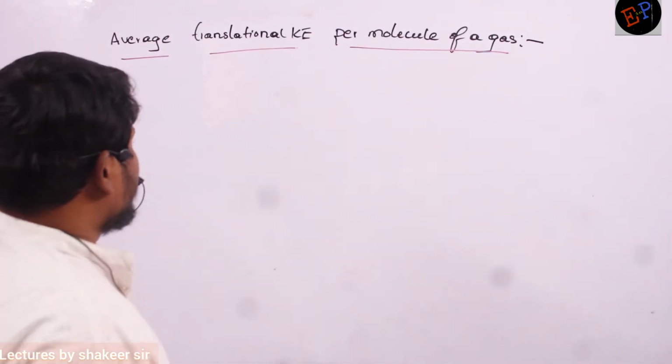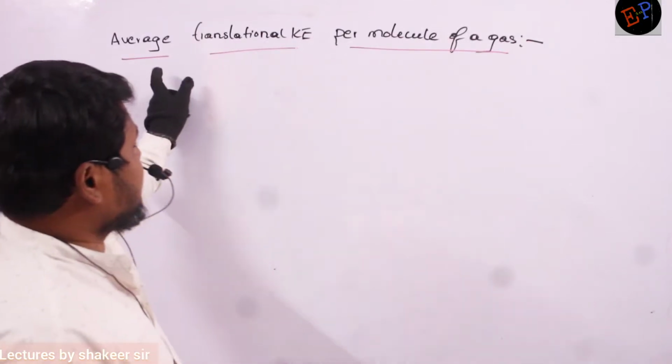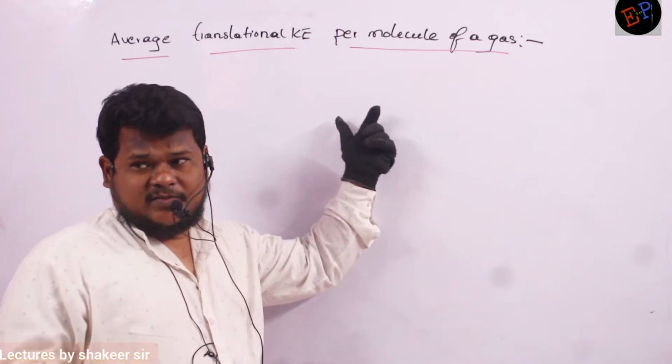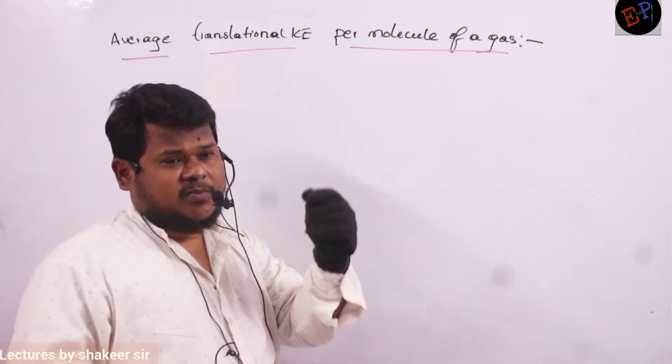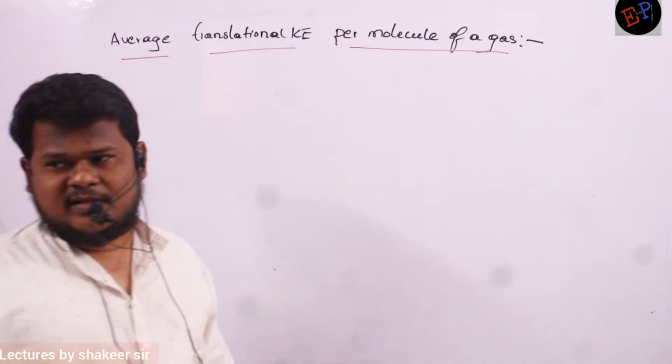Next, let us see the average translational kinetic energy per molecule of a gas. It means I want to calculate the kinetic energy of each molecule of a gas. That is called kinetic theory. We will study at the molecular level. We will take a single molecule and try to study its characteristics.